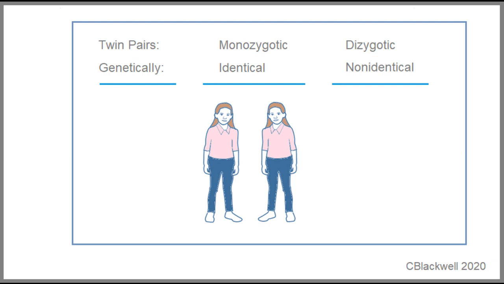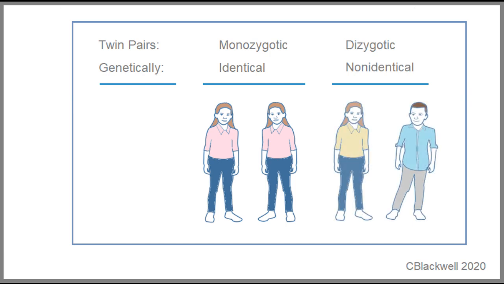You may recall that twins that come from a single egg are genetically identical, called monozygotic. Twins that come from separate eggs are genetically distinct, called dizygotic. Studying twins gives us insights into the effects of genes versus environment.